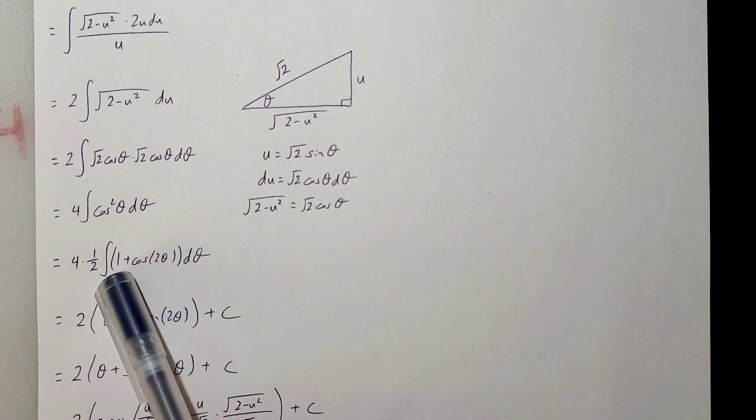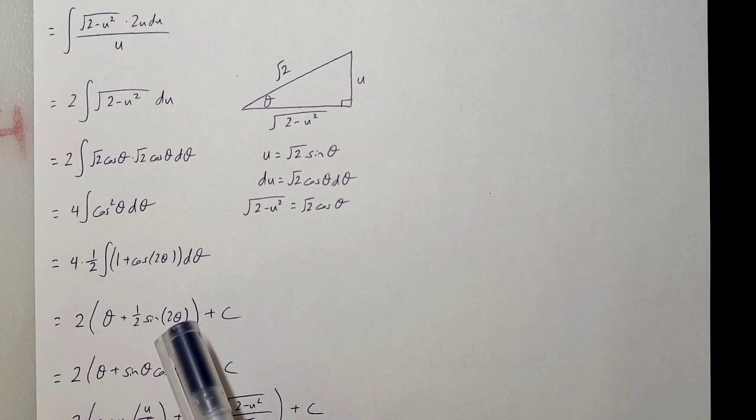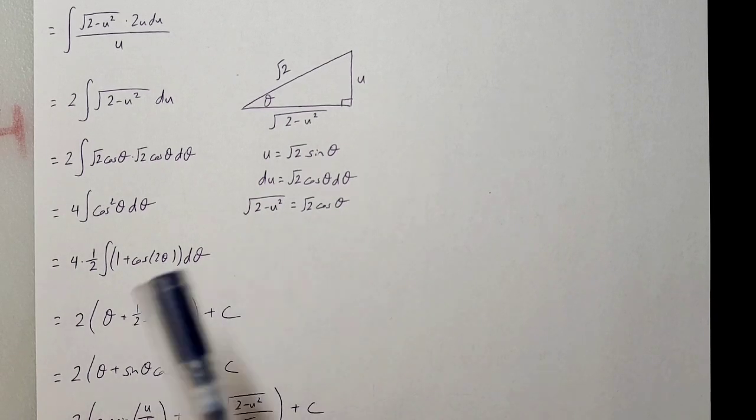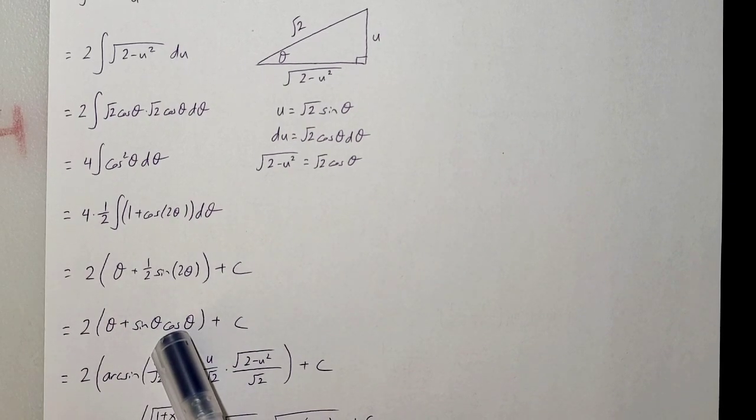This we can integrate. This is just theta, and this is just half sine 2 theta plus c. Okay, we can use the double angle identity. Sine 2 theta is 2 sine theta cosine theta. So that 2 and this half would cancel, so we just have sine theta cosine theta. And now we start back substituting.